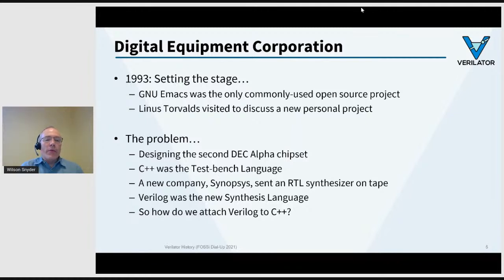Well, basically, we were going to be designing a DEC Alpha chipset for users. Those of you who remember, that was a high performance RISC architecture and basically the first general purpose 64-bit architecture. So we wanted to design that chip. C++ was what we'd been using for test bench and for a lot of the CPU high-level design.